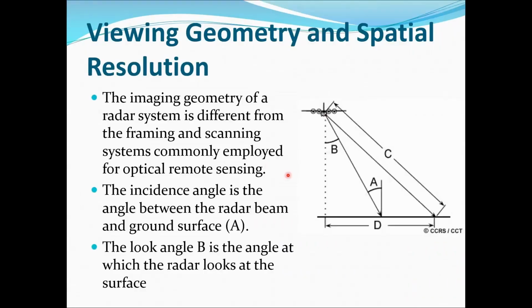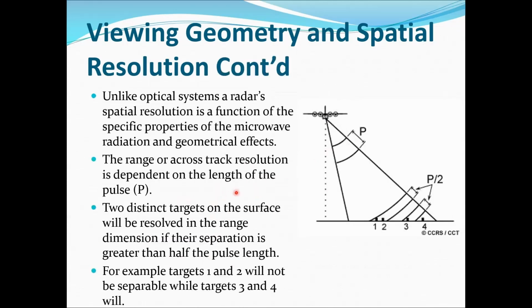The viewing geometry. In the viewing geometry, B is the look angle, A is the incident angle, and C is the range angle, as you can see here. I'll share this with you because they both add something here and there. I was also explaining the pulses, which are also in the slides I'll share with you.